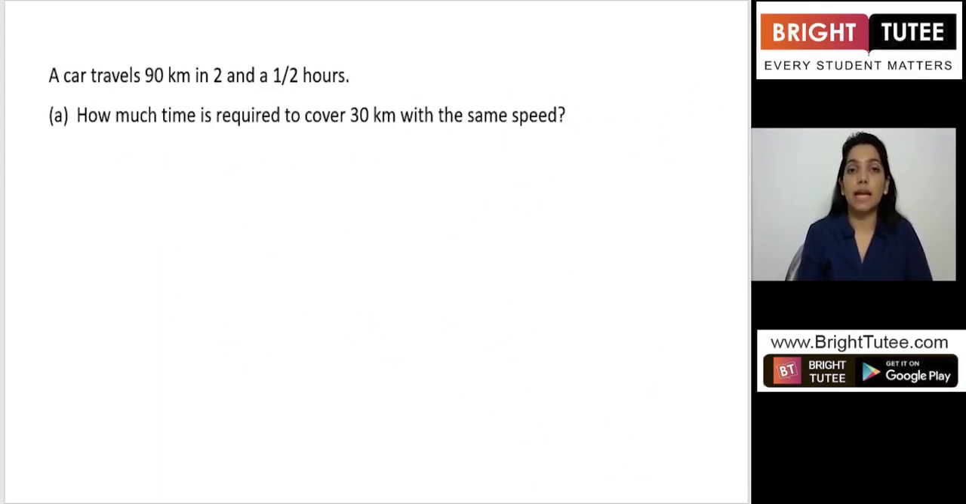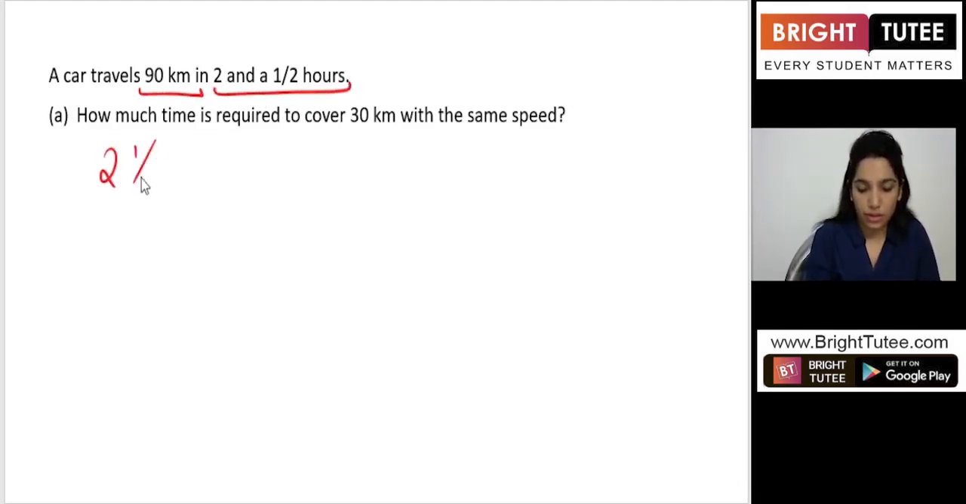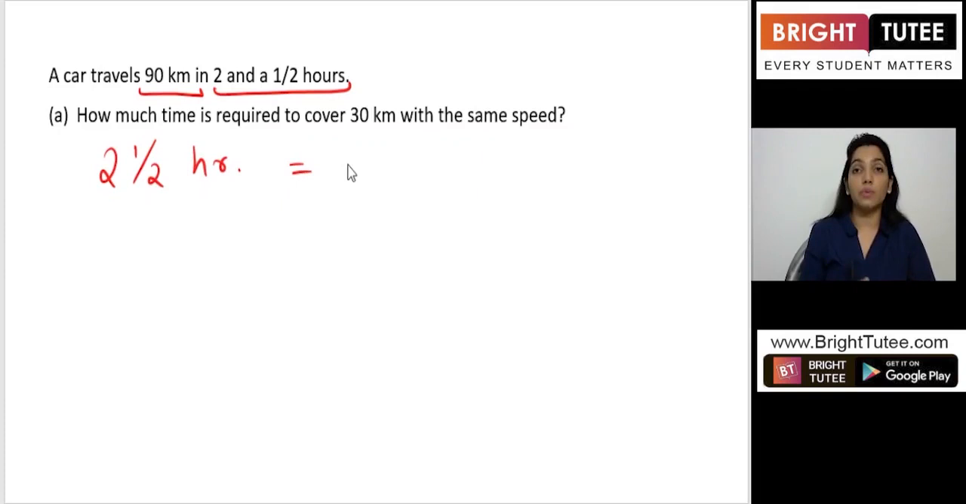A car travels 90 kilometers in 2.5 hours. So this is the total time taken by the car to travel 90 kilometers. Now it says, how much time is required to cover 30 kilometers with the same speed? So it is given that 90 kilometers takes 2.5 hours. First of all, 2.5 hours is how much in minutes? 2 hours is 60 plus 60, 120. Half an hour is 30 more. So it is 150 minutes.